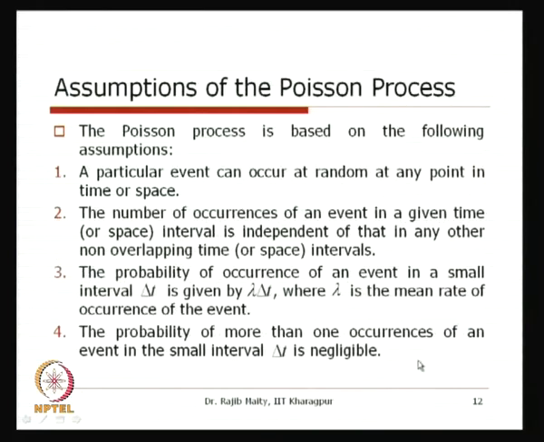Now, what are the assumptions that we should follow for a particular process to be called a Poisson process? These are these. The Poisson process is based on the following assumptions. First, a particular event can occur at random at any point in time or space, and obviously space means over a line segment or over an area, etc.